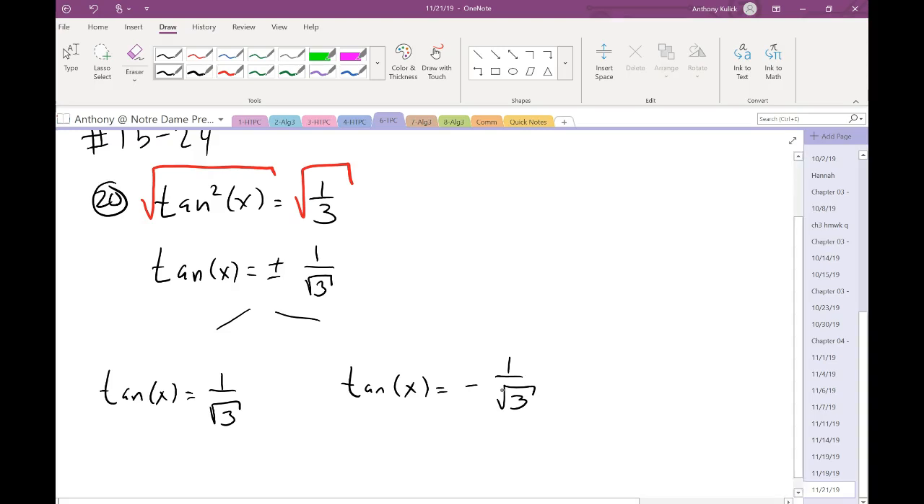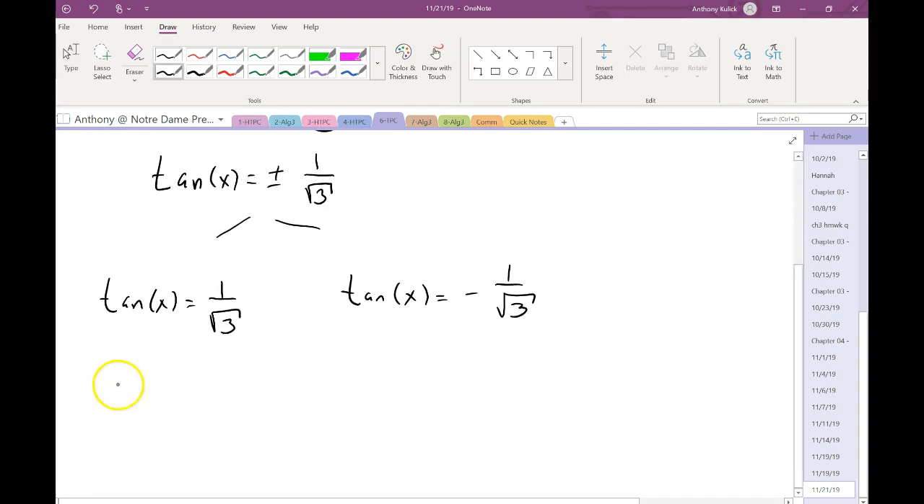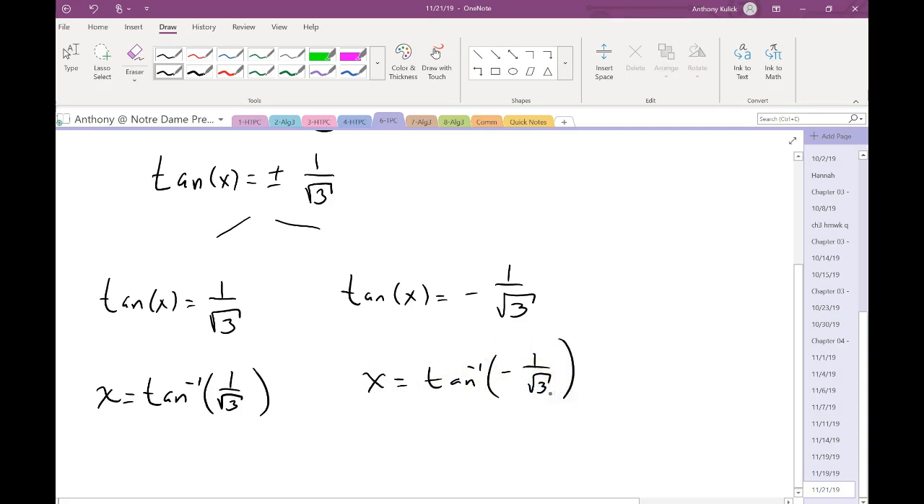Okay? All right. So now that I've got this, it's time to take the tan inverse of both sides to get the x by itself. And then we go to the unit circle. So how do I find where tangent is equal to 1 over the square root of 3 on the unit circle? How do I find tangents on the unit circle?